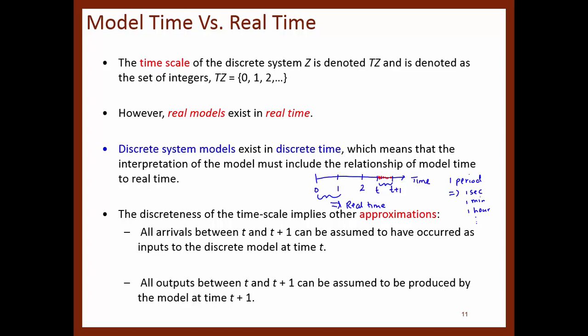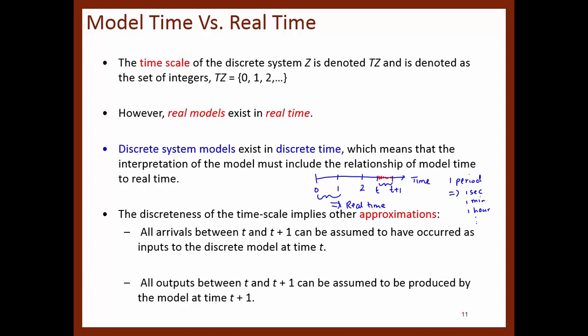The time scale of the discrete system, Z, is denoted by TC, and is denoted as a set of integers. So the time frame, again, is this timeline that we are following, and we are going to track what are the changes of the system at any time. However, real models exist in real time. Discrete times are basically, again, an assumption that we are making to make our models easy to represent.